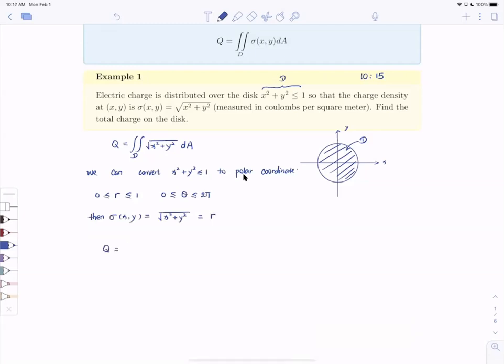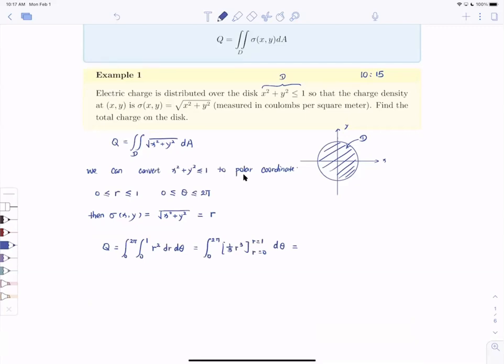So your Q is the integral from 0 to 2 pi, 0 to 1, and then r. So r times r, which is r squared, because when you convert it to polar coordinates, f(x,y) becomes f(r, theta) r dr d theta. So this will give you 1 over 3 r cubed, r equals 1 and r equals 0, d theta, and that's going to be 1 over 3 times 2 pi, so 2 pi over 3. Sorry, 2 pi over 3.